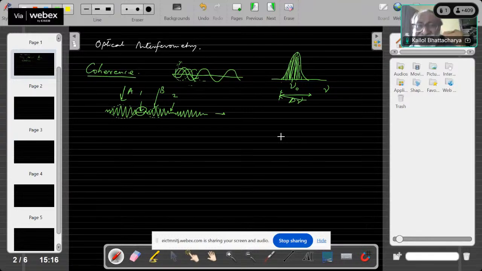So we can only detect interference effects if the phase difference between two beams is constant. Then only can we say we will have a bright fringe or a dark fringe for infinite time, and we can record those fringes, right? So the first criterion is to have a coherent beam of light.